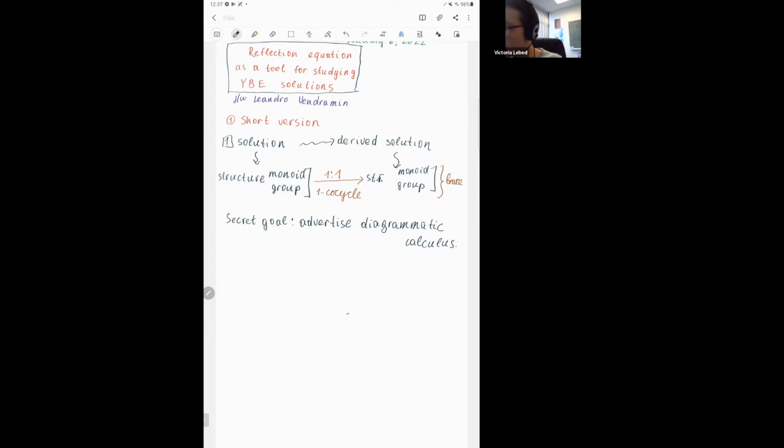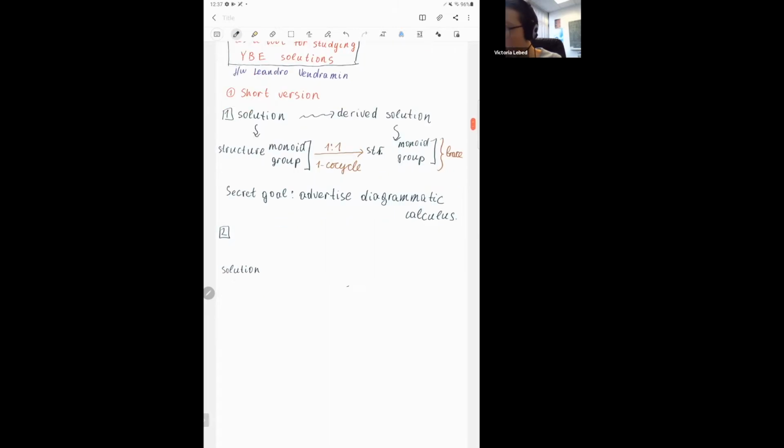And now, after that, I will recall one more classical thing, which is slightly less known to this community. So I will start once again with a solution to the Yang-Baxter equation, which is left non-degenerate, which I will call R, just to fix notation. And out of this solution, I will construct a bunch of reflections. What is a reflection? So reflections, which will usually be denoted by K in this talk.